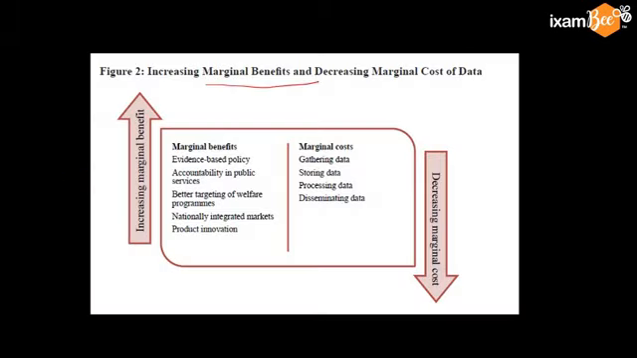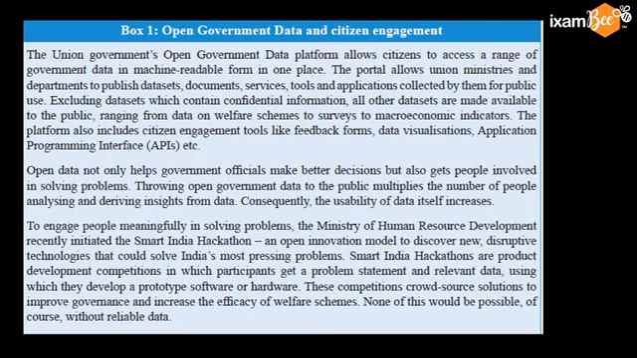First understand about the increasing marginal benefits and decreasing marginal cost of the data. We started that discussion in the previous video. The increasing marginal benefits are that data is giving evidence-based policy, accountability in public service, targeted pricing, better targeting for welfare schemes, and nationally integrated market and product innovations. While the marginal cost is declining by using technology in gathering the data, storing the data, processing the data, and also disseminating the data.